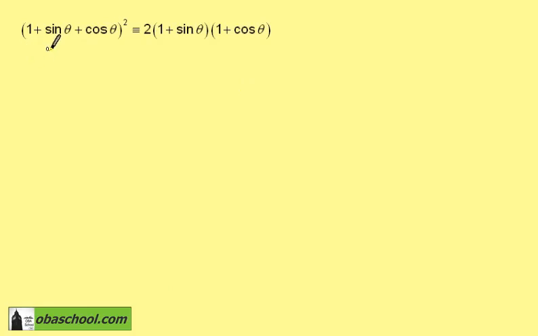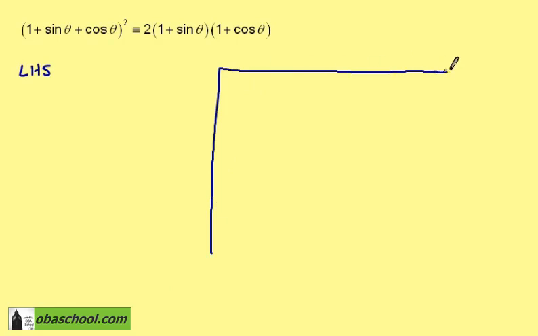We want to prove the identity (1 + sin θ + cos θ)² is the same as 2 times (1 + sin θ) times (1 + cos θ). If we start by looking at the left-hand side, we need to expand out this bracket. We could use a grid to do this.